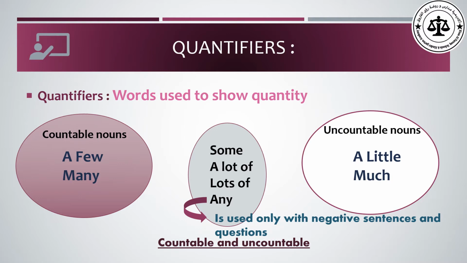So let's make a quick revision. With countable nouns, a few and many. A few بتعبر لي عن قلة شيء معين, أما many عن الكثرة. With uncountable nouns, a little and much. A little بمعنى القليل من, much بمعنى الكثير من. لكن اللي بيجوني مع countable and uncountable nouns some, a lot of, lots of, any. ما فيش فرق بين a lot of و lots of. And any بتيجي فقط مع negative sentences وال questions.